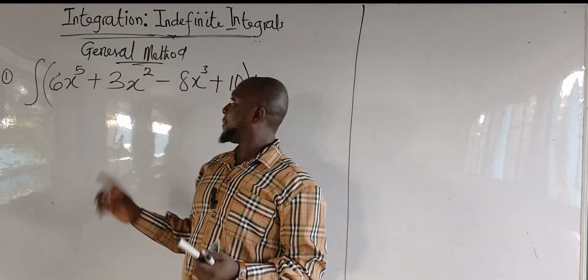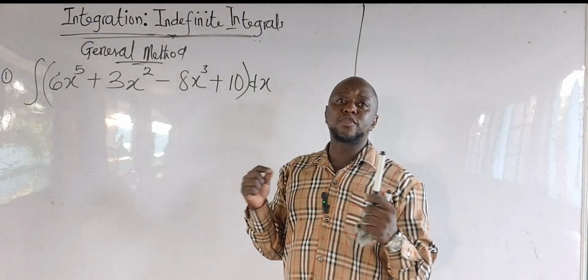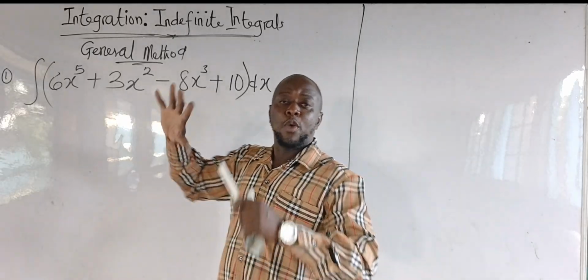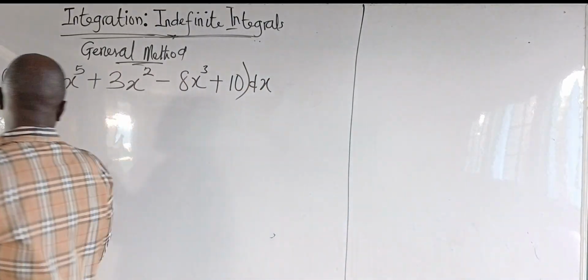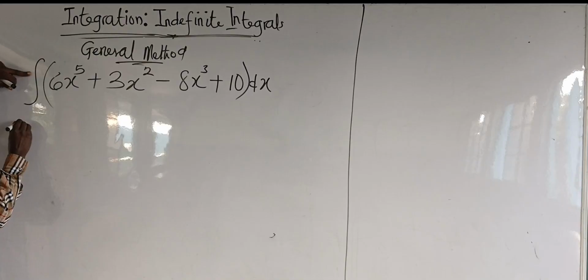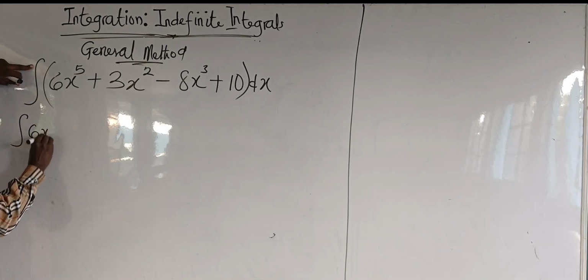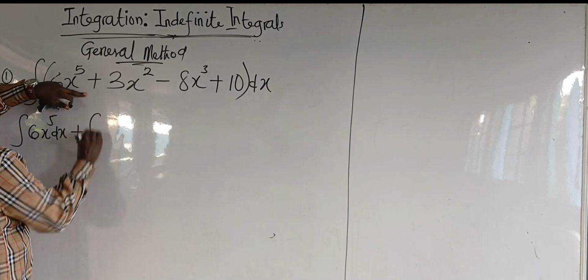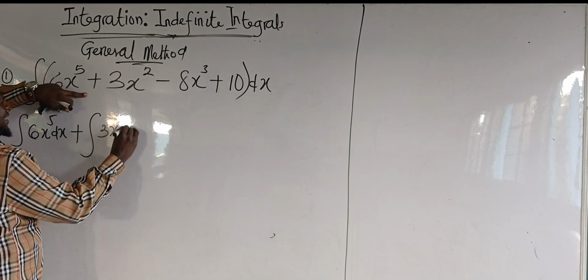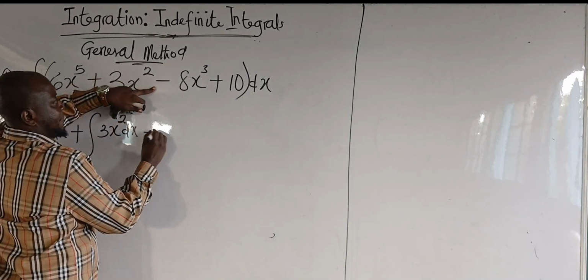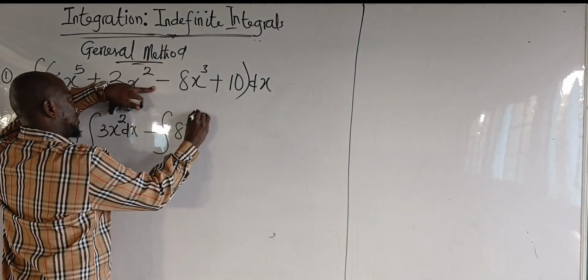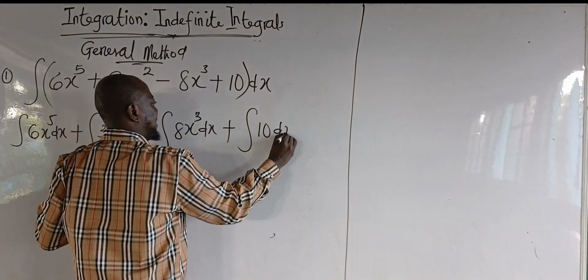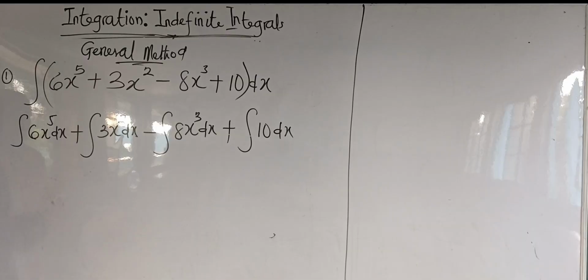So how do we go about this? The first thing you have to note is that we are going to separate, because we have all these signs, plus, minus, and plus. We're going to separate each of them with the integral sign, and then we add the dx to that. So first, I'm separating this one: 6x raised to the power of 5 dx, plus this one, bring this integral here, 3x squared dx, minus 8x cubed, always add your dx to that, and then bring this one here, plus 10, adding dx to this. This is the first task.